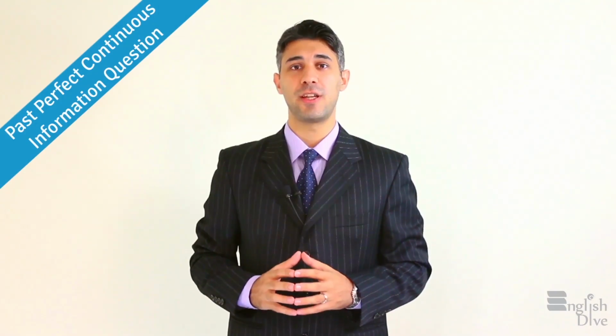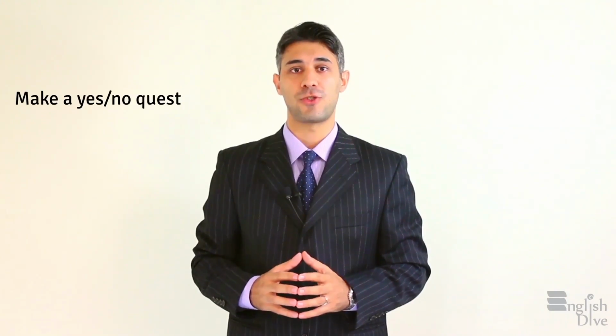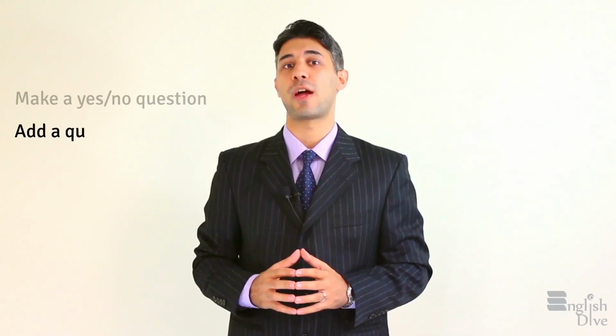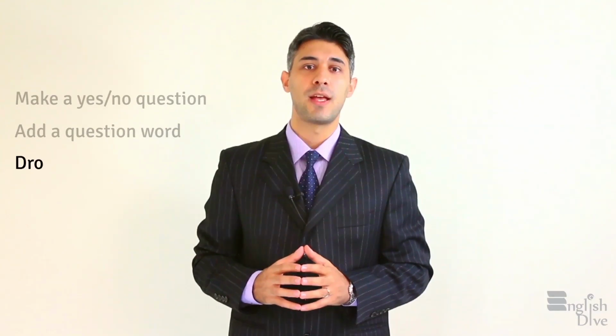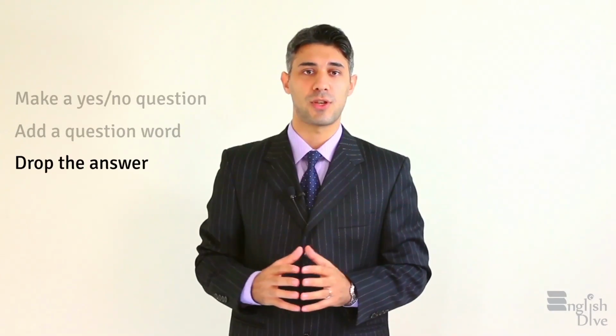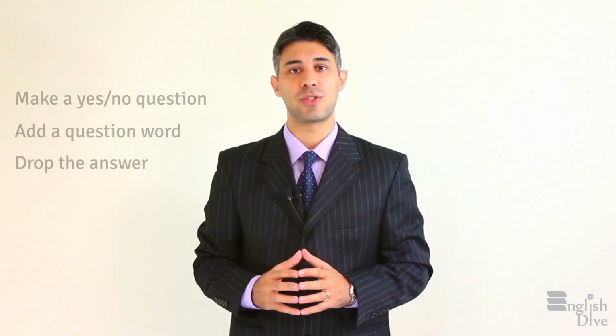Past perfect continuous information question. An information question is a question whose answer is a piece of information. To make an information question from any sentence, first you make a yes-no question, then you add your desired question word to the beginning of the sentence, and finally you drop the part that is supposed to be the answer if it exists. Let's look at a past perfect continuous sentence as an example.